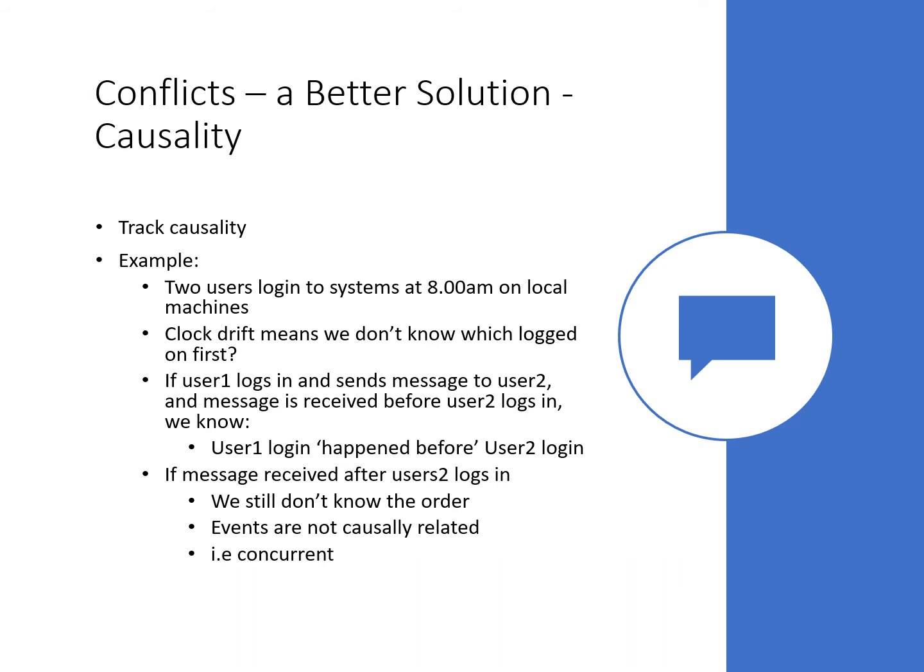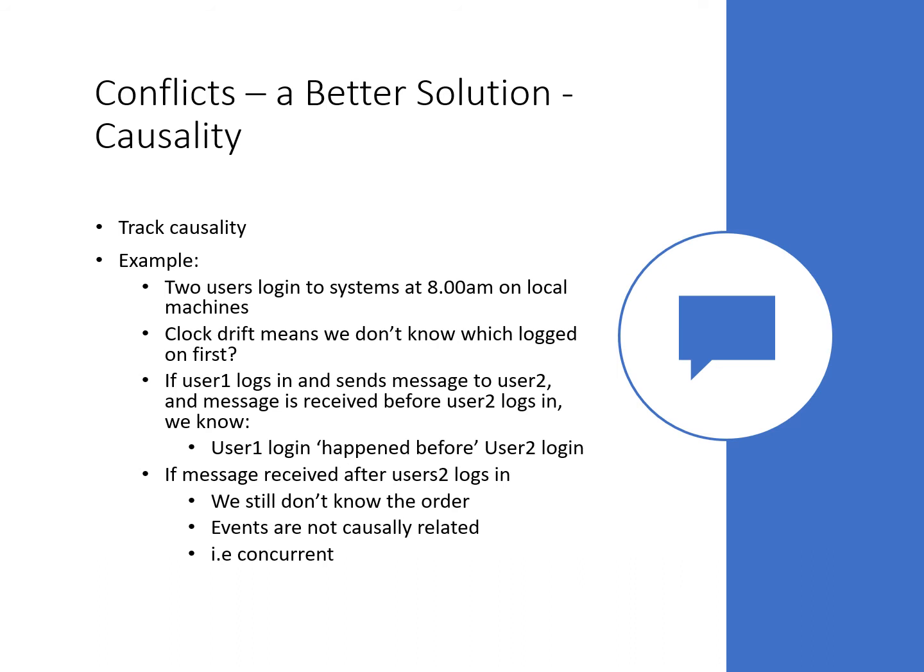There's one solution we can use though, and that's based on the notion of causality. So let's look at what this means through an example here. We have 2 users who have to log into their systems at 8 AM. Maybe that's the time they're expected to be working on their call center, for example. Now we know that 8 AM on one user's machine is unlikely to be exactly the same time as 8 AM on another user's machine because clocks drift. So how do we know which one logged in first?